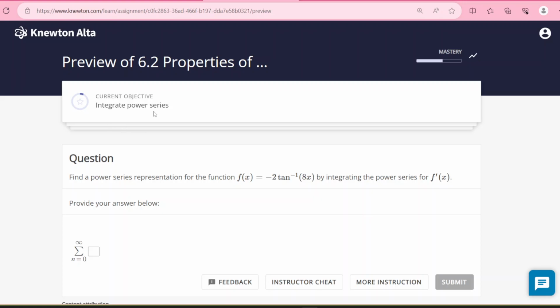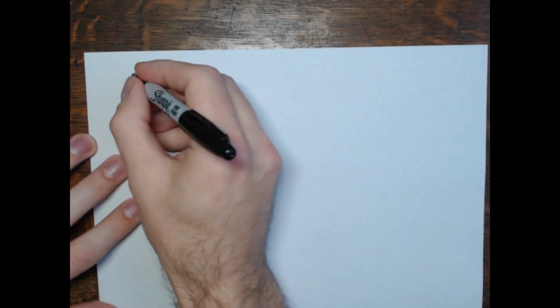All right, so another integrating a power series. We're asked to find a power series representation for the following function by integrating the derivative. If you want a function f, we can find the derivative of f and then integrate to go back, if we're talking about doing series for things. So this is the function we're given.